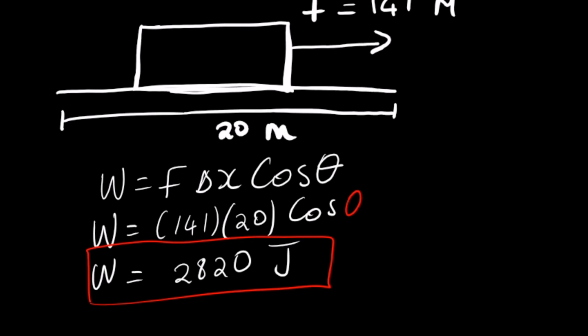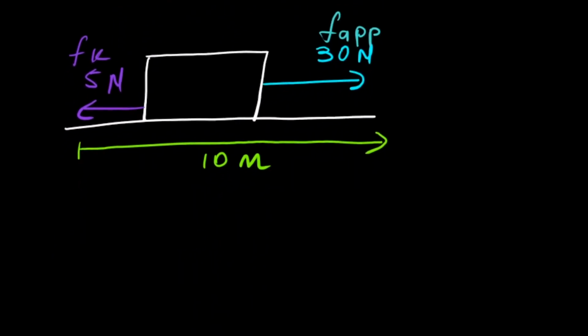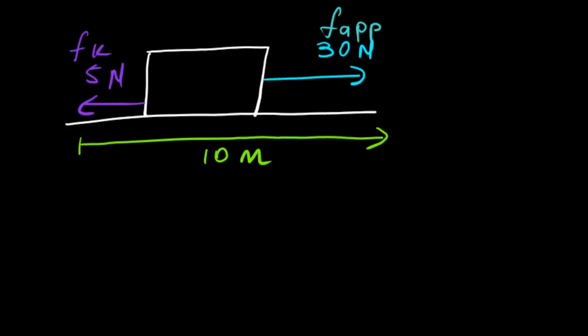Okay, let us move to the next example. Let's say we have this particular scenario. We have two forces acting on the object. The force applied is 30 newtons to the right. Kinetic friction is 5 newtons to the left. And the displacement of the object is 10 meters.